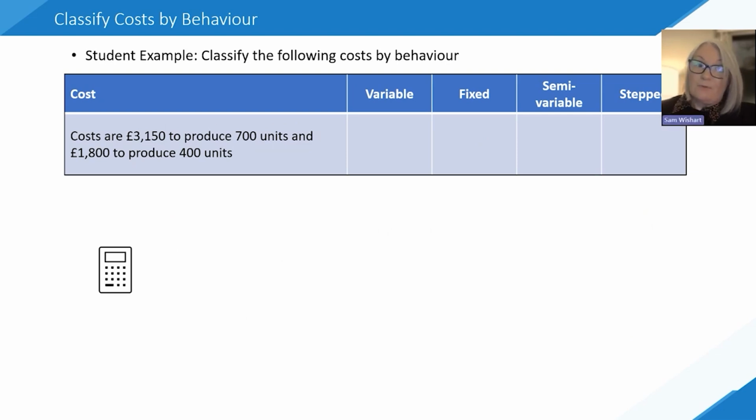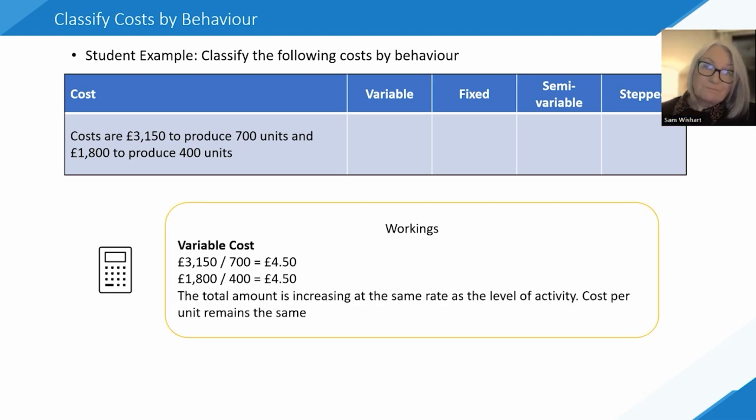In this particular example, we've got total cost information. Costs are 3,150 at 700 units, but at 400 units, the cost is 1,800. Okay, so the costs are increasing with activity, but are they increasing in direct proportion? Okay, is this a variable cost? Is it a semi-variable cost? Again, it's worth calculating this out. Calculate the cost per unit, and that will give us a bit more information.